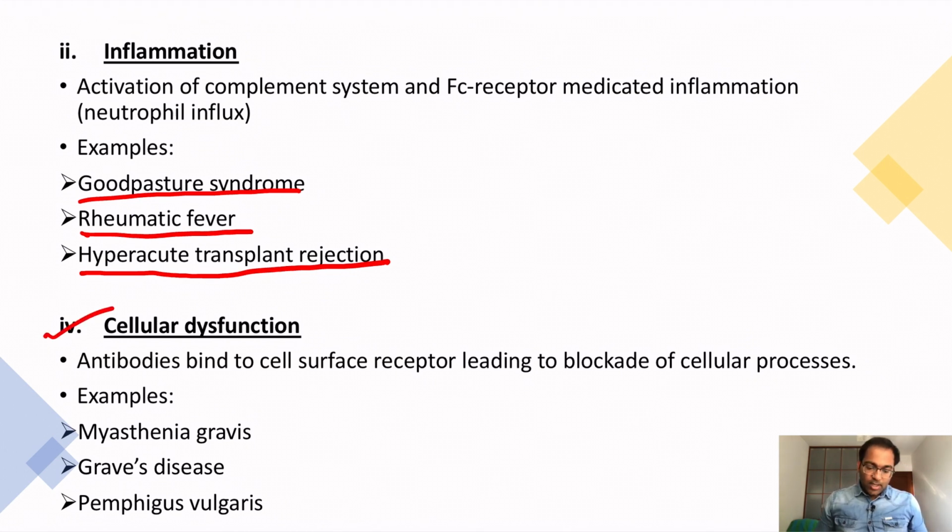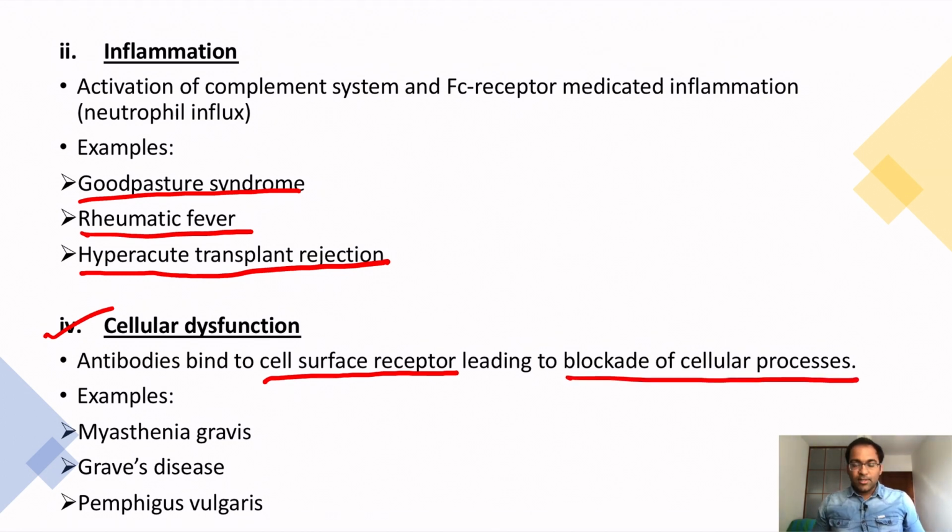Now the next is cellular dysfunction. Here we have antibodies that bind to cell surface receptors, leading to blockade of cellular processes. For example, myasthenia gravis. This is an autoimmune disease where we have antibodies against nicotinic acetylcholine receptors. So either they are destroyed by the antibodies or the antibodies block them, so that there is muscle weakness.